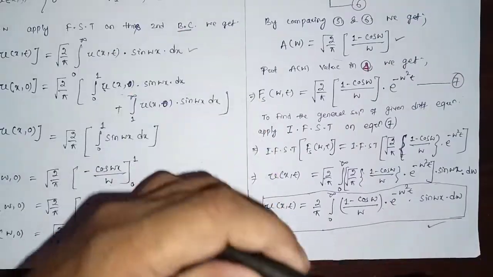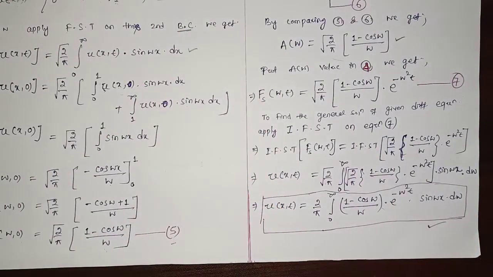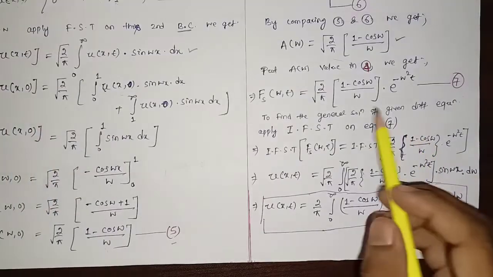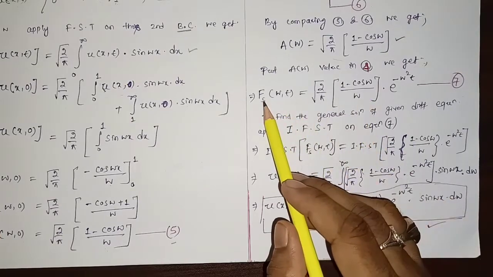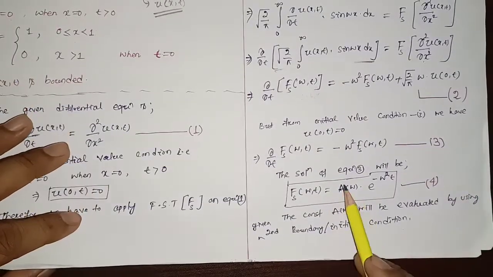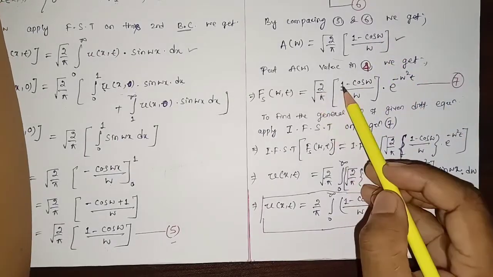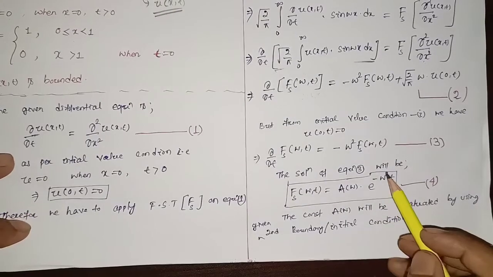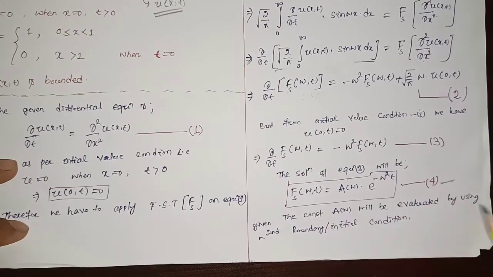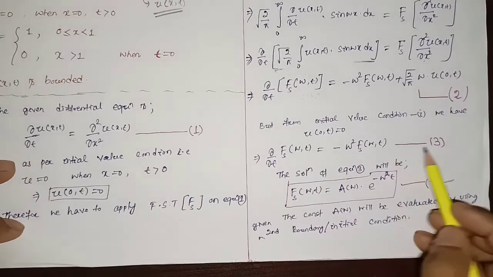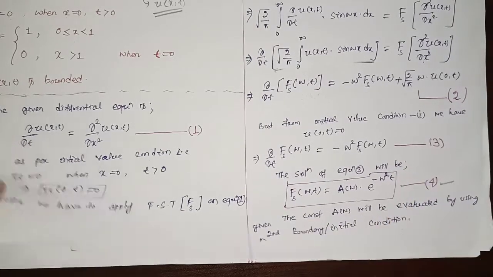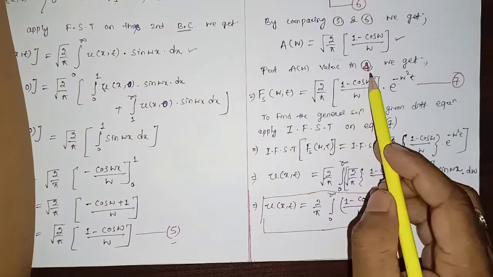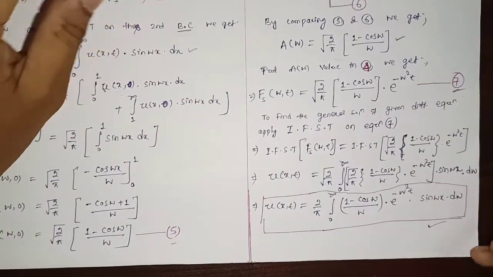In equation number 4, we put the value of A(omega). Instead of A(omega), we put this value, 2 by pi root over (1 minus cos omega) by omega, into e to the power minus omega square t. Equation number 4 is nothing but the general solution of equation number 3. By using the second boundary condition, we found A(omega) and substituted it in equation number 4, and we got this one. This is your equation number 7, right?